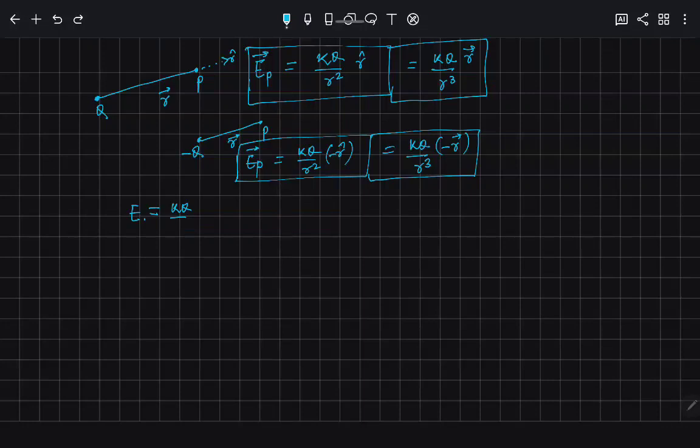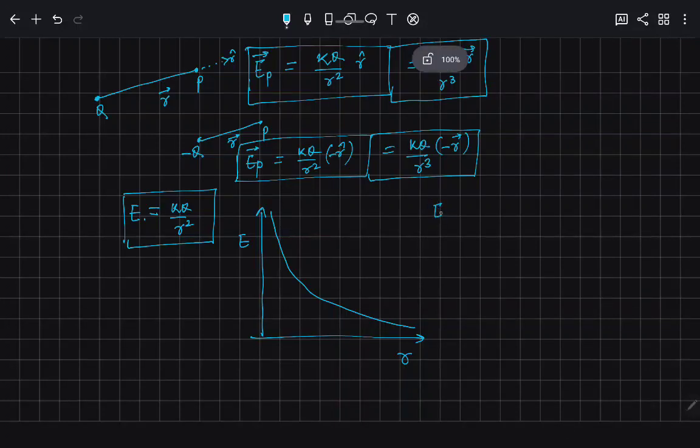So as the distance increases from this point charge, the electric field keeps decreasing because it's 1 by r square. So if someone asks you to draw the graph of electric field versus the distance r, the graph will look like this, right? Because it's 1 by r square.